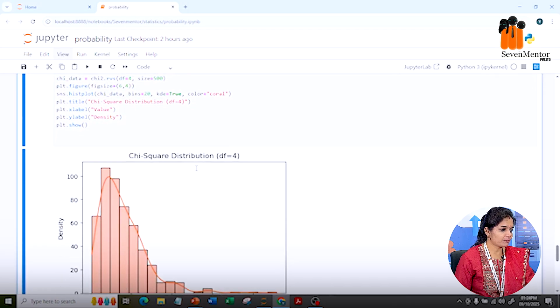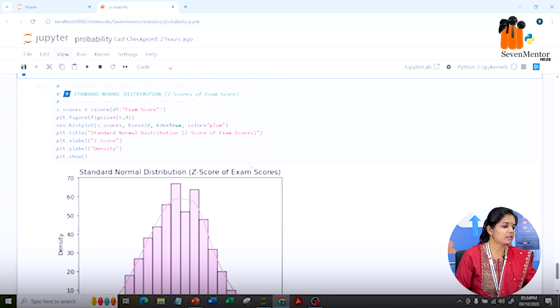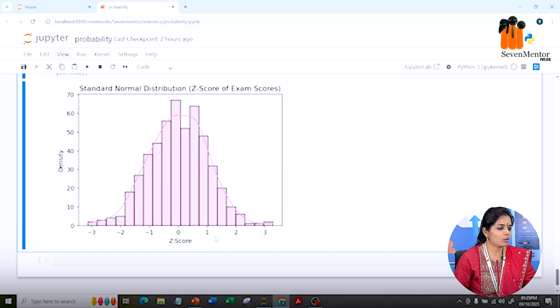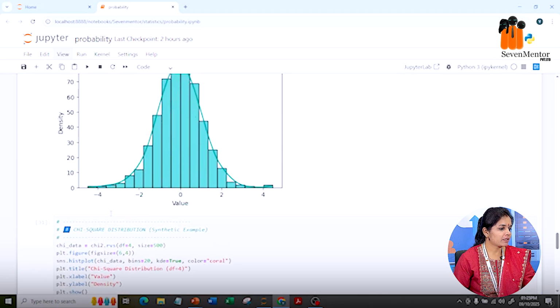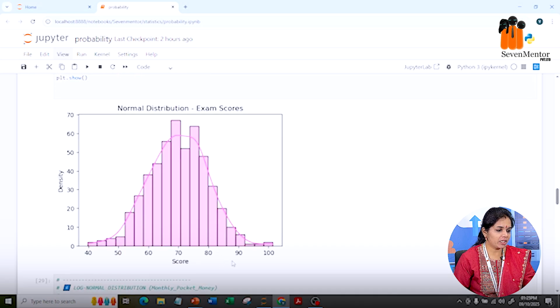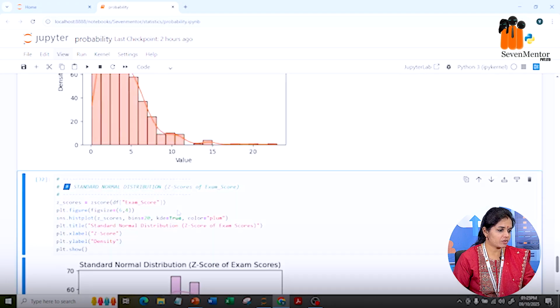Chi-square distribution, we already saw. It is not normally distributed. So here you can see it is skewed, right skew, correct? Yes, this is our standard normal distribution. See, 0, 1, 2, 3, minus 1, minus 2, minus 3. We will see here the normal distribution: 70, 80, 90, 100, 60, 50, 40. Clear? Got a clear visualization and actual visualization, right?